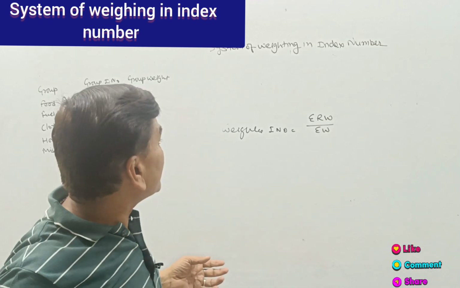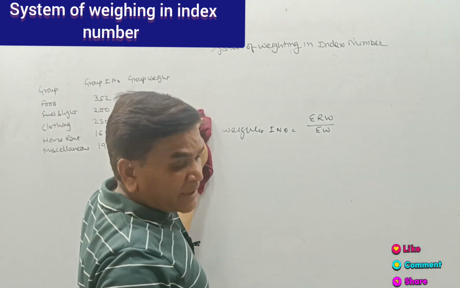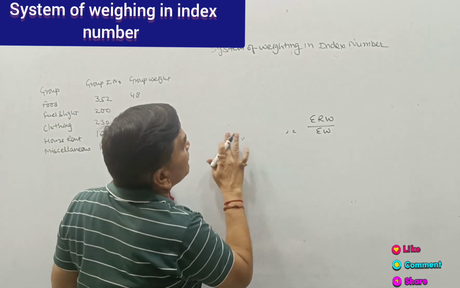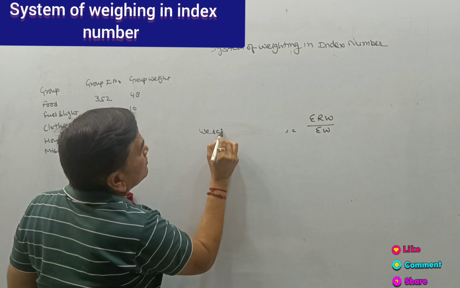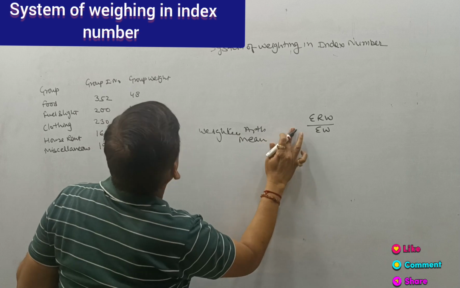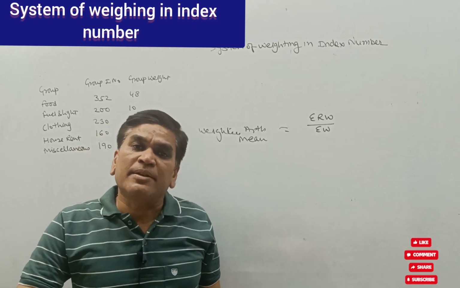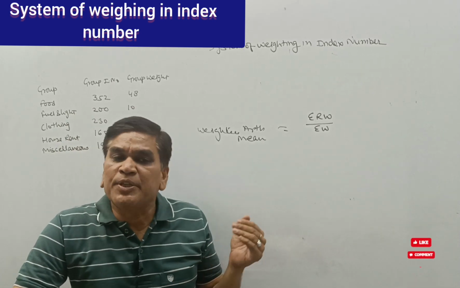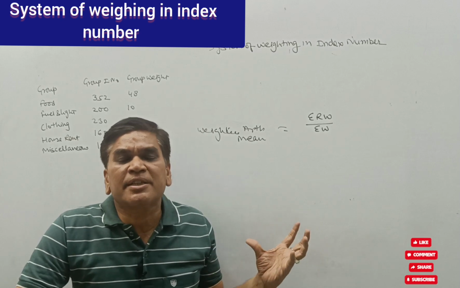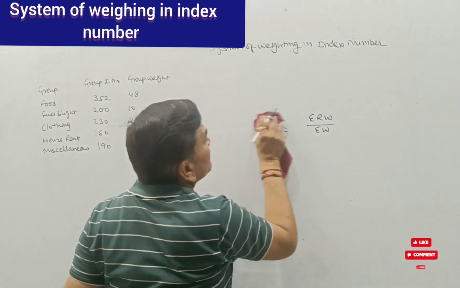So for constructing that, first we have the weighted arithmetic mean index. For that, it's very simple. Where we use the frequency, in the place of frequency we use the weight. So it is equal to the weighted arithmetic mean, and similarly we get the weighted index number. This is very simple.